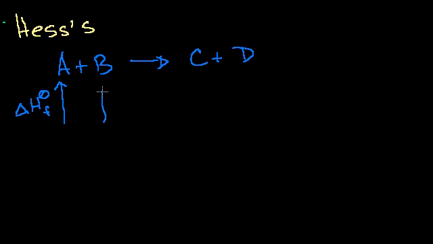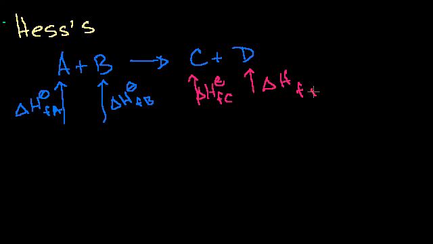And then we have our heat of formation of B, delta H of formation of B. This is the heat of formation of A, a standard heat of formation. And we can look up in a table the heat of formation of C, which is a change in enthalpy, and then the heat of formation for D. So all of these things we can look up in a table, right? And we'll do that in a second.